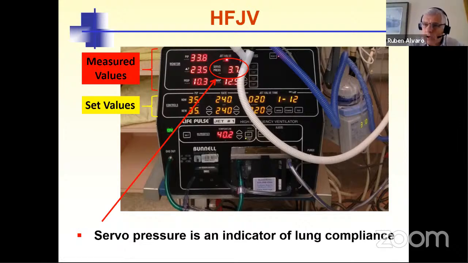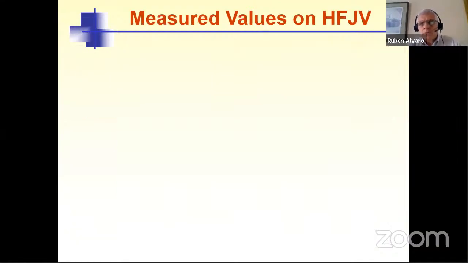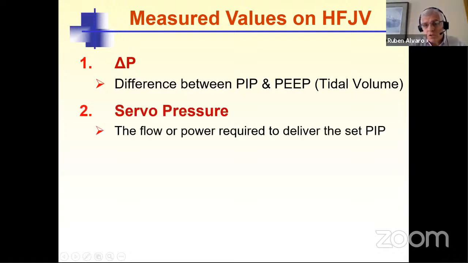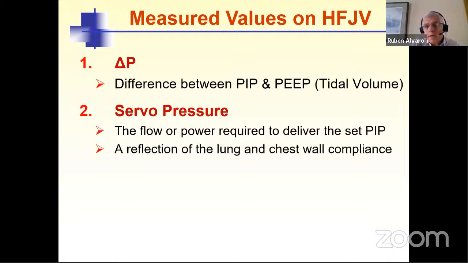Again, the absolute value is not that important because it depends not only on the compliance, but on the size of the tracheal tube and the size of the baby. There are many factors that will change that number, but it's important to follow that number as a trend, okay? Especially over hours. Okay, so in the high frequency jet, you measure delta P, which is the difference between the PIP and the PEEP, which is a reflection of tidal volume. The servo pressure, as I mentioned before, is the flow or the power required to deliver the set PIP. It is a reflection of the lung and chest wall compliance.